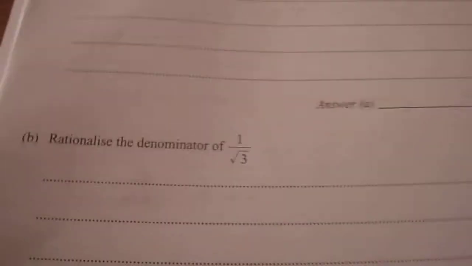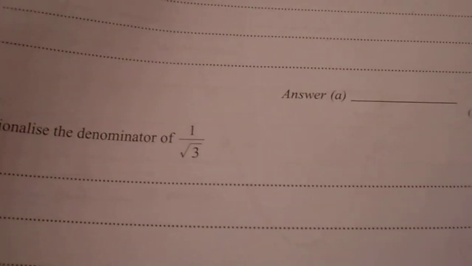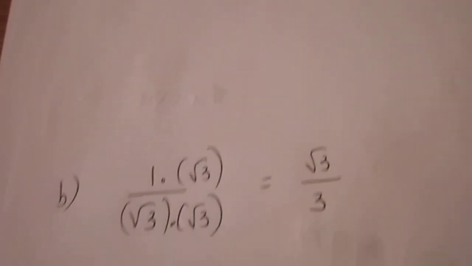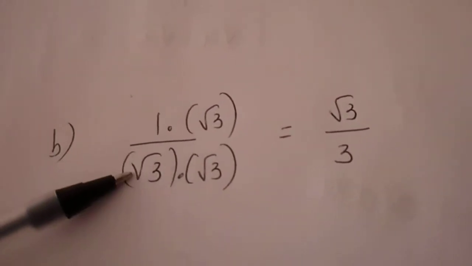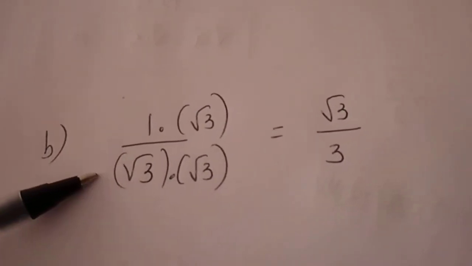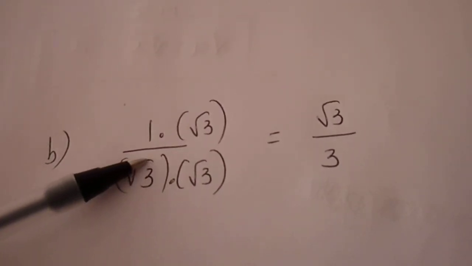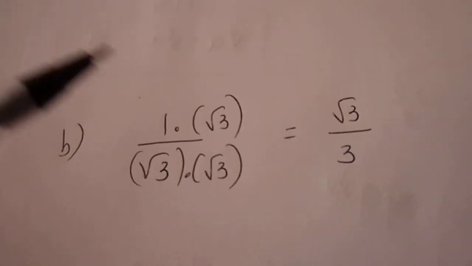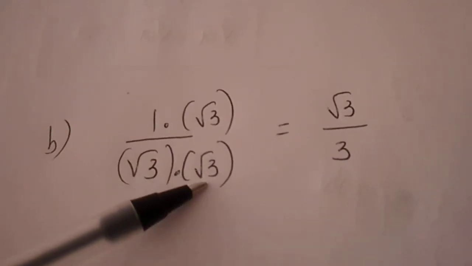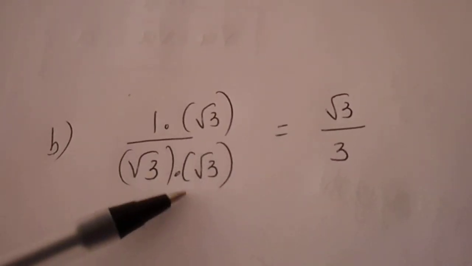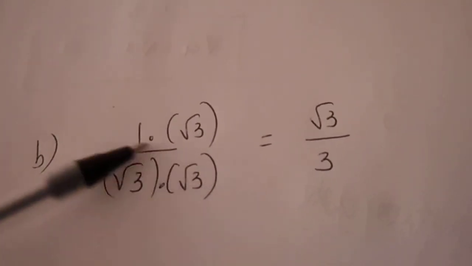The next question in this paper requires of you to rationalize the denominator of 1 over root 3. Now whenever the denominator is a stand-alone surd by itself, what you need to do is multiply the surd by itself. So root 3 times root 3. So what you're doing here is you're going to rationalize. You're going to change this irrational denominator into a rational number.